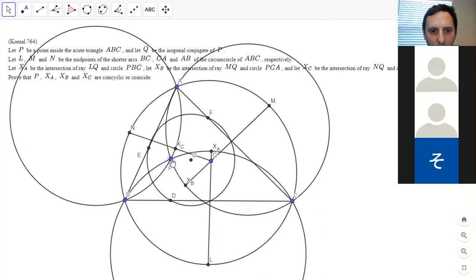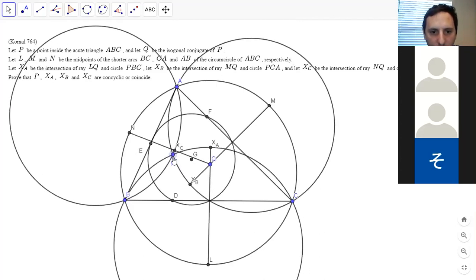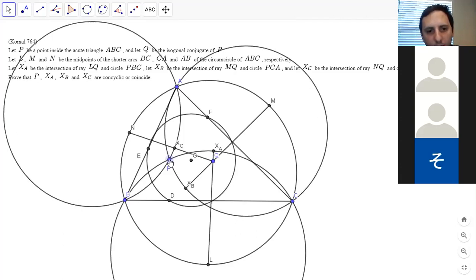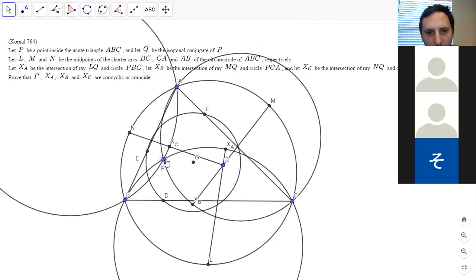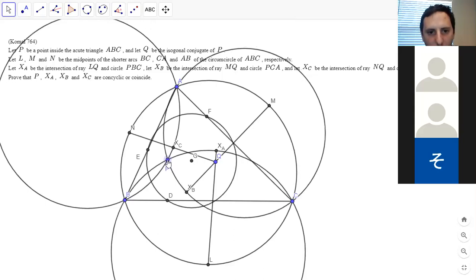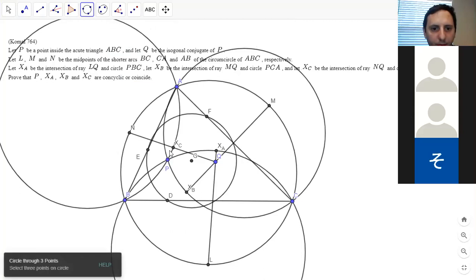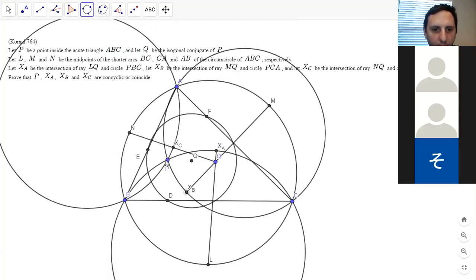Yeah, reflection, intersection of AP with ABC and three reflections. Oh, you're right. Orthocenter is on the circle of three reflections. So it's kind of a different problem. Yeah. Okay. So was Q also on the circle? I forgot. No, Q's not on the circle.